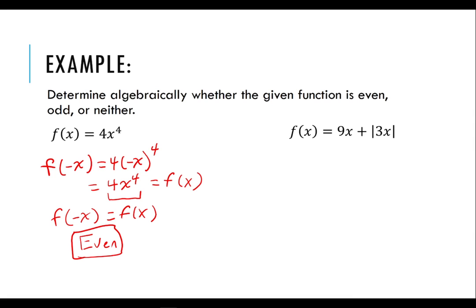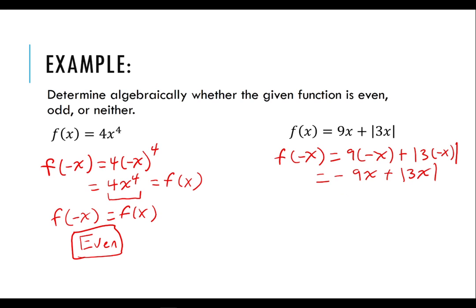Then let's try this one. So f of negative x is 9 times negative x plus the absolute value of 3 times negative x. Then simplify as much as possible. That's going to be negative 9x plus the absolute value of negative 3x, which is really just the absolute value of 3x. Then you ask, is this the same function we started with? Well, it's not the same function we started with, so it can't be even.